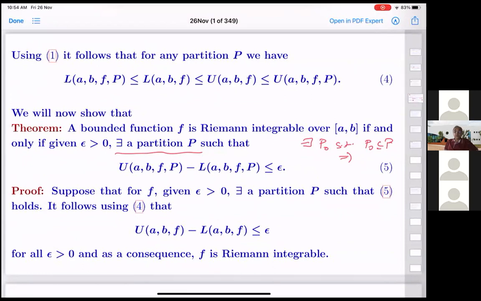So this gives you a way to show that something is Riemann integrable. Given epsilon, you somehow come up with a finite partition for which the upper and lower distance is less than epsilon. Done. This theorem doesn't tell you a way of computing the integral, but at least it tells you how you can show that something is integrable.